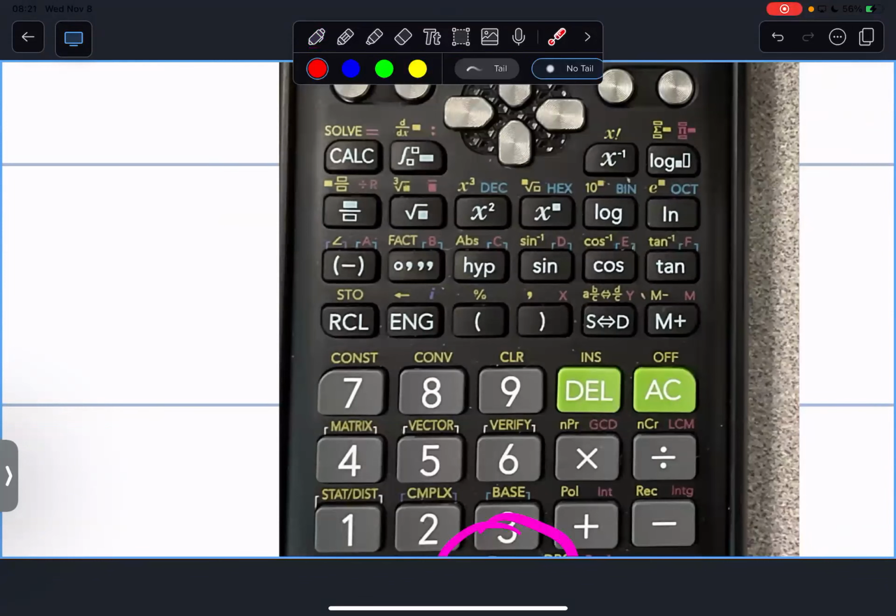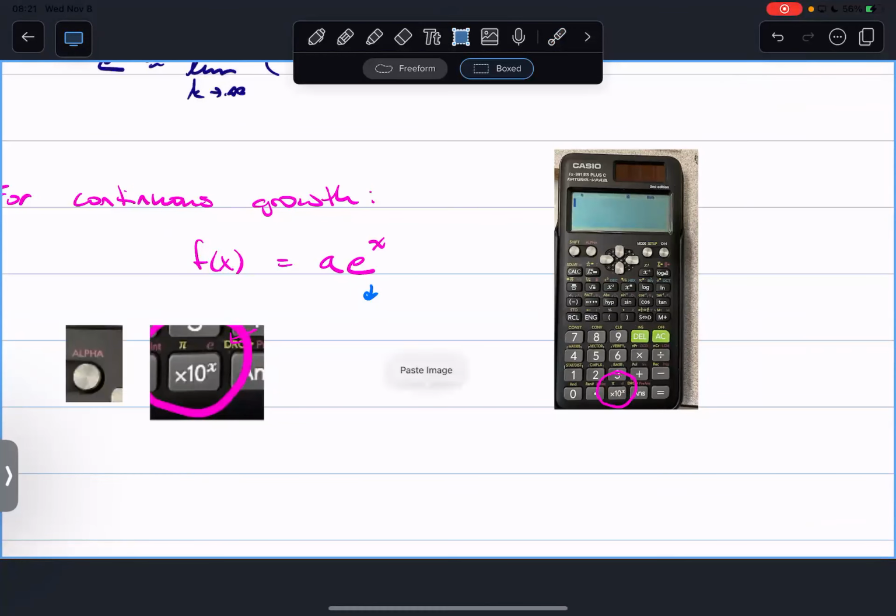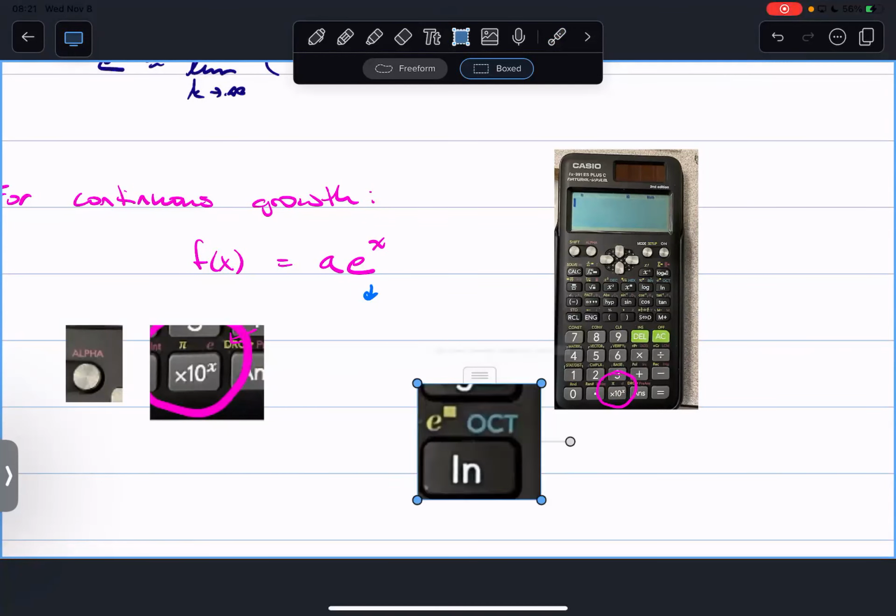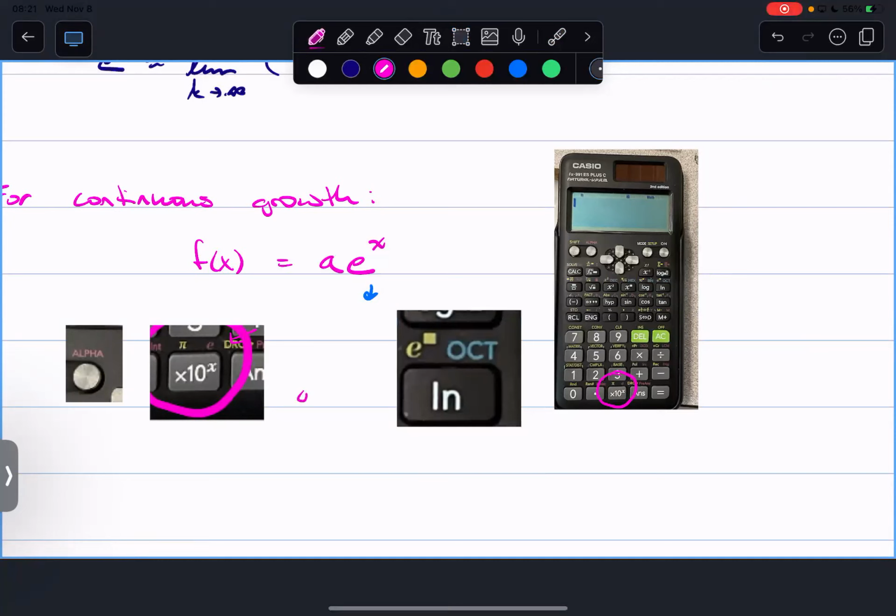I see it. E to the something. That's a better option. Although I guess it only saves you one keystroke, but still. All right, I'll put it here. You'd have to go shift first, but hopefully you're okay with that.